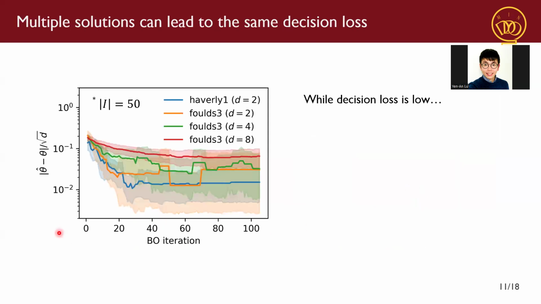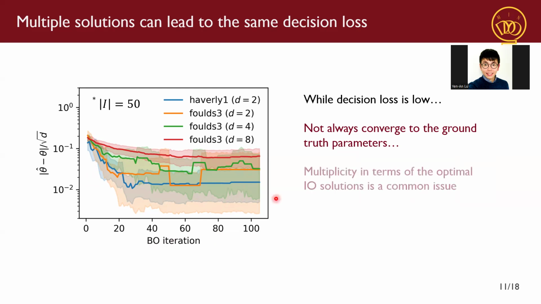However, we further look at the parameter loss compared to the ground truth parameter values. What we found is that while the decision loss is low, as we showed in the previous slides, our algorithm does not always converge to the ground truth parameters, where you can see that we still have quite a bit of parameter loss when you go up to the final 100 iterations, and especially when we go up to higher unknown dimensions. And this type of phenomenon, where multiple solutions lead to a similar decision loss, is quite a common issue in inverse optimization problems.